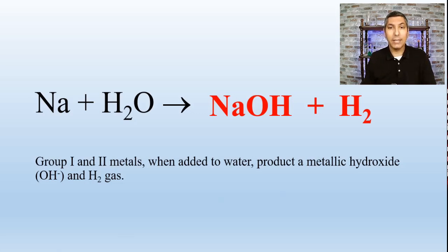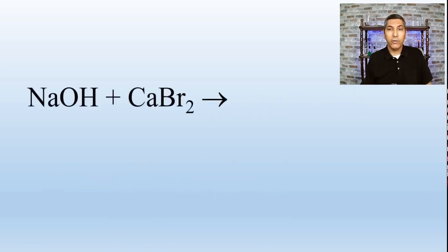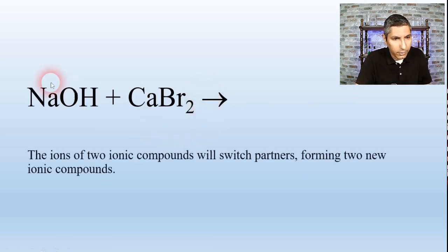Now let's jump right into the next type of reaction, which is double replacement. And just like we said in our previous video about this, in a double replacement reaction, we have 2 ionic compounds that are literally swapping their ion partners here. So in this case, we know that Na, sodium ions, will pair up with bromide ions, and calcium ions are going to pair up with hydroxide ions.